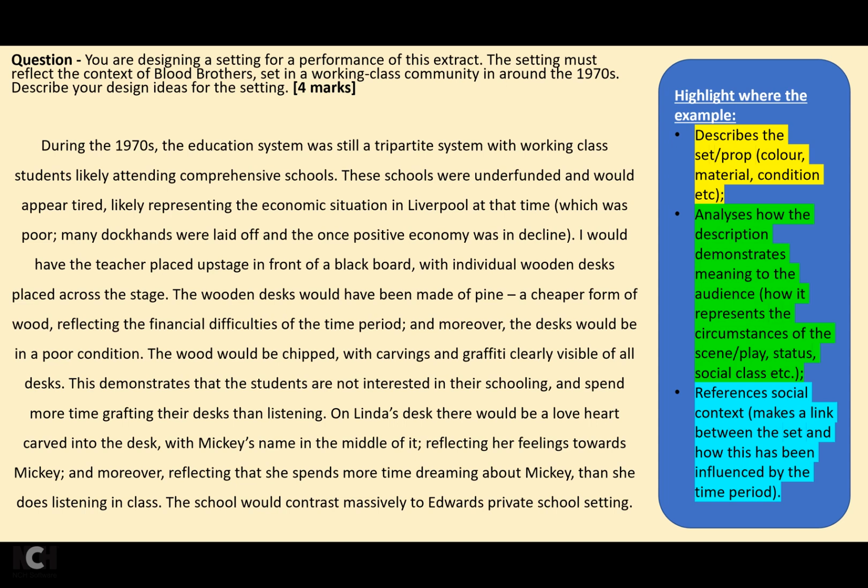On Linda's desk, there would be a love heart carved into the desk, with Mickey's name in the middle of it, reflecting her feelings towards Mickey, and moreover, reflecting that she spends more time dreaming about Mickey than she does listening in class.